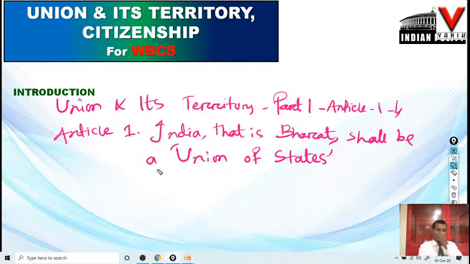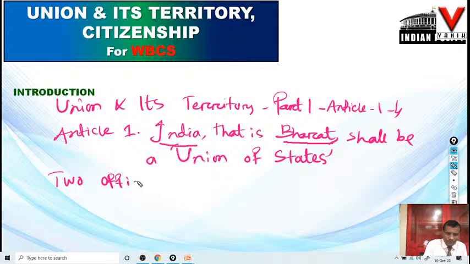So first let us understand this article. From Union and Territory, Article 1, we are getting one piece of information: there are two official names of our country. The two official names are India and Bharat.